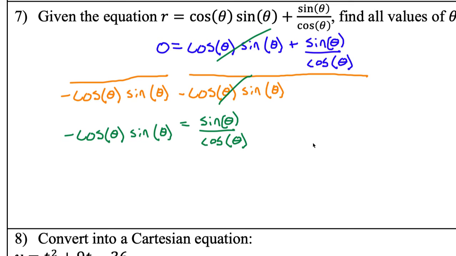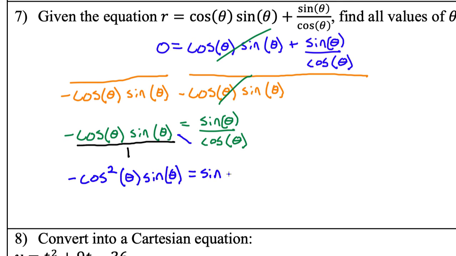Okay, in order for these both to be equal, let's go ahead and find all the bad values. There's nothing I can really do. Oh, I can cross multiply. I have a fraction equal to a fraction, and whenever I have a fraction equal to a fraction, cross multiply to solve. So I'm going to cross multiply, and what happens when I do that? I get negative cosine squared of theta sine of theta equal to sine of theta.